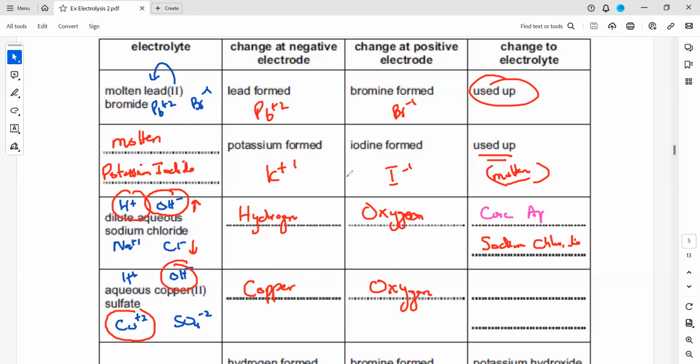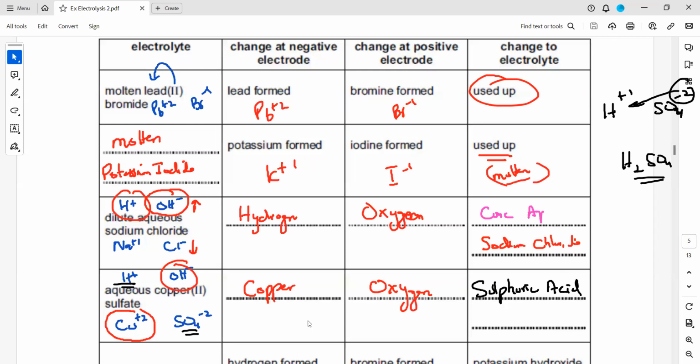And what happened to the electrolyte? Electrolyte means what we are left with. We are left with H+ and SO4 2-. What is the compound formed by these two ions? Two hydrogen and one sulfate, so it will become H2SO4, which we call sulfuric acid. So this time the electrolyte will turn acidic because it contains sulfuric acid.